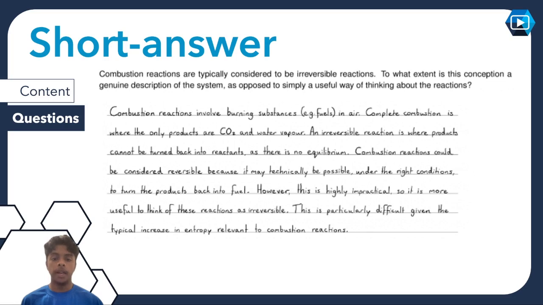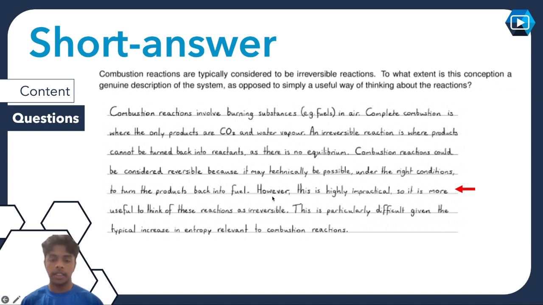Combustion reactions involve burning substances, example, fuels, in air. Complete combustion is where the only products are CO2 and water vapor. An irreversible reaction is where products cannot be turned back into reactants, as there is no equilibrium. Combustion reactions should be considered reversible because it may technically be possible under the right conditions to burn the products back into fuel. However, this is highly impractical, so it is more useful to think of these reactions as irreversible. This is particularly difficult given the typical increase in entropy relevant to combustion reactions.